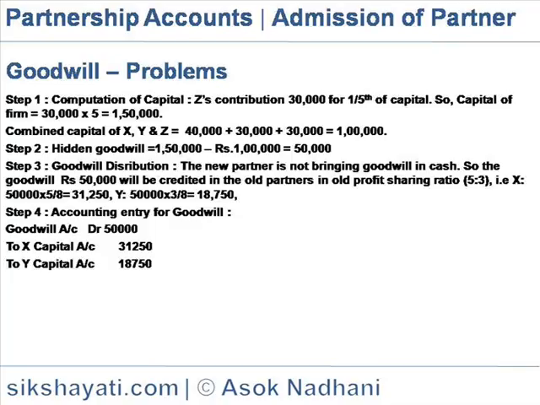The goodwill distribution. The new partner is not bringing goodwill in cash. So the goodwill of rupees 50,000 would be credited to the old partners in the old profit sharing ratio, that is 5:3. So X will get 50,000 into 5 by 8, which is 31,250, and Y will get 50,000 into 3 by 8, that is 18,750. So the accounting entry, step 4, for goodwill is: goodwill account debit 50,000, to X's capital account 31,250 and Y's capital account 18,750.